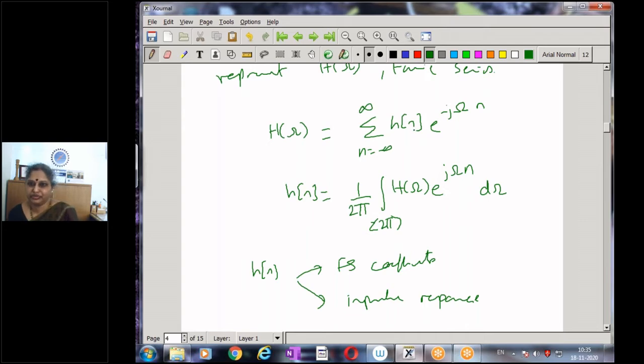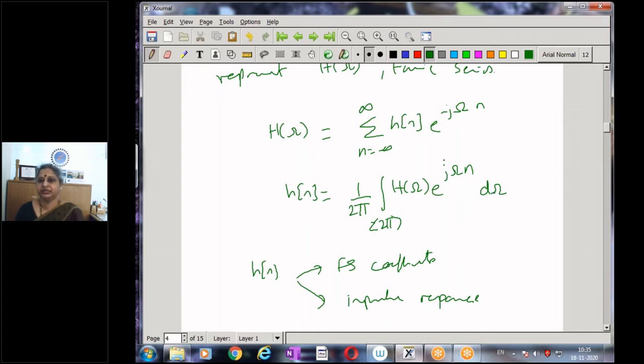So h of n is the impulse response of our system, and it is also the Fourier series coefficients, and the Fourier series coefficients is given by this. To compute the Fourier series coefficient, all that we have to do is integrate over one period. That is, in this case it is 2 pi, h of omega in one period, and then e power j omega. Only difference is we are normally used to having a negative sign here, so we have written it positive. As a pair, we need to ensure that we have a negative sign in one and a positive in the other. That is the requirement that we need to ensure.